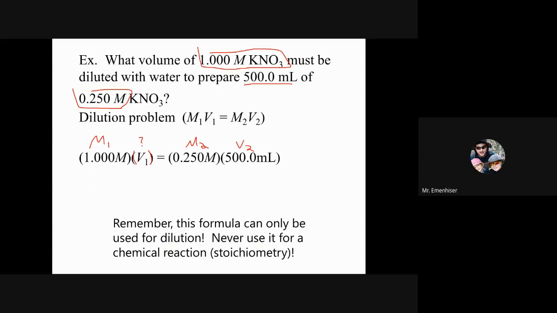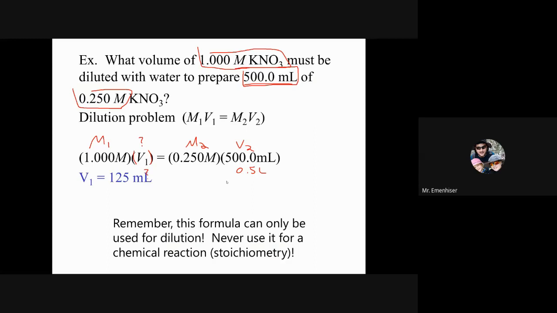If you use 500 milliliters right here, then your answer will be in milliliters. But if you convert this to liters, if you put 0.5 instead, then your answer will be in liters. You can provide your answer in milliliters or liters. Just make sure it's consistent. If this side is in milliliters, then the answer for V1 will also be in milliliters. So we get 125 milliliters.